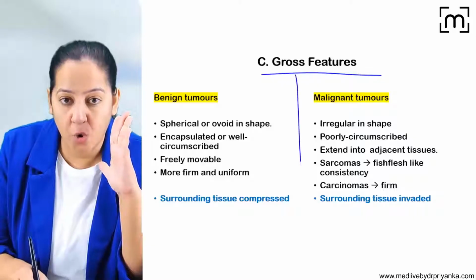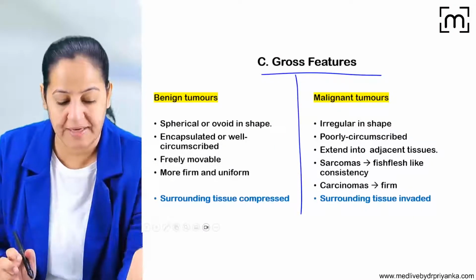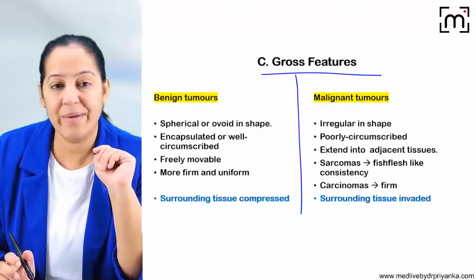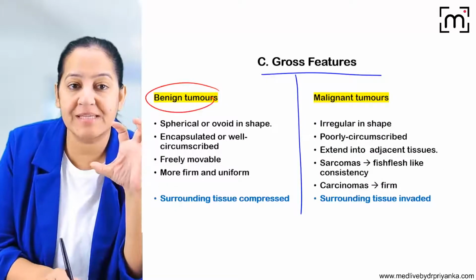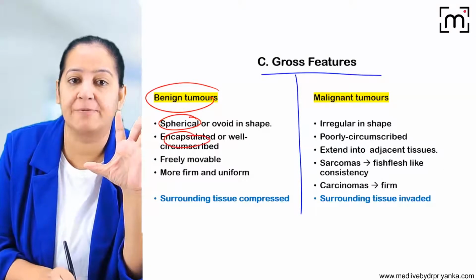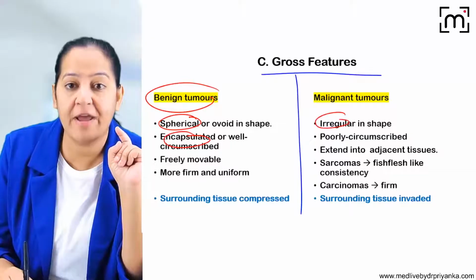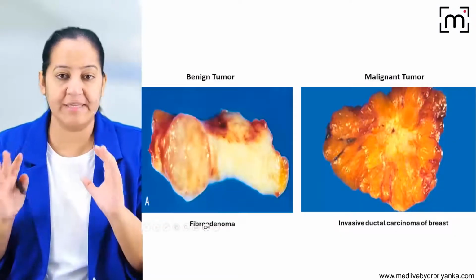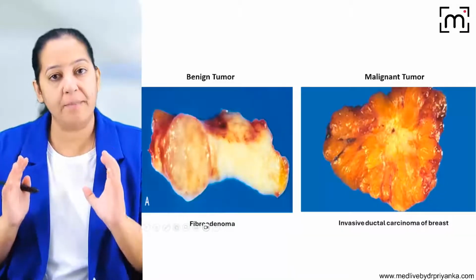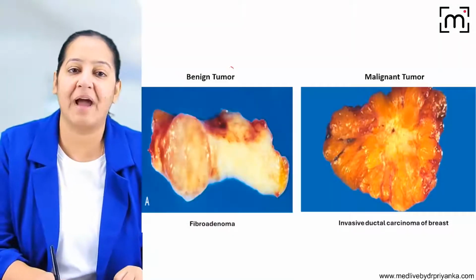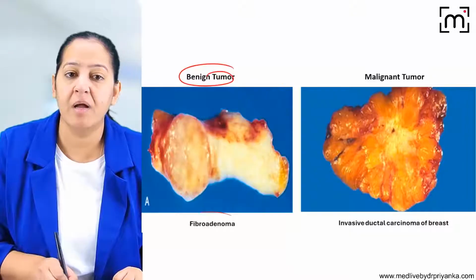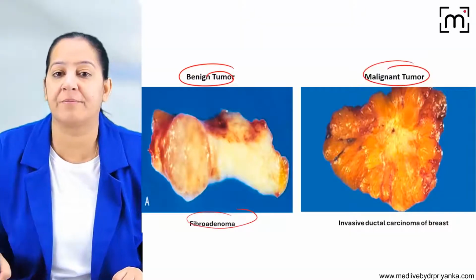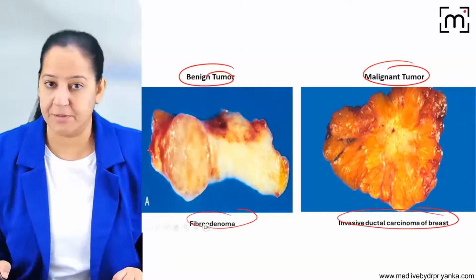Now coming to the third feature, the gross. Based on the gross, how do we differentiate the benign tumors from the malignant tumors? Benign tumors are spherical and well encapsulated. Malignant tumors are irregular and no capsule is there. Can you see the two images here? Both of them are tumors of the breast. This is a benign tumor of the breast, that is fibroadenoma. And this is the malignant tumor of the breast, that is invasive ductal carcinoma of the breast.